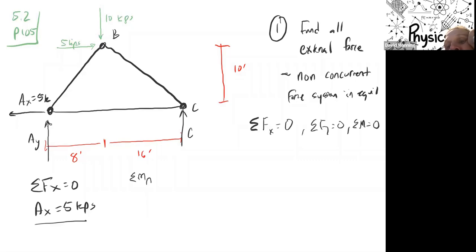Sum of the moments about A equals 0. So C is times 24. That's going to be positive, counterclockwise rotation. The other 2 are negative. So we have -10 times 8 and -5 times 10. Set that equal to 0 to solve for C. So C then equals 80 plus 50 divided by 24, 5.42.